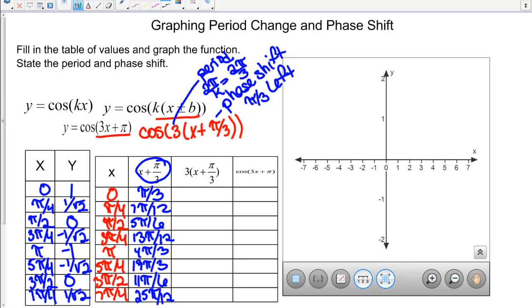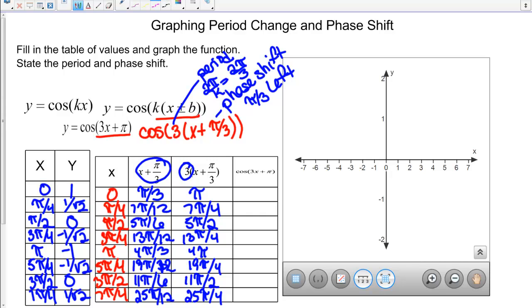So when we add pi over 3 to each of these numbers, we get pi over 3, 7 pi over 12, 5 pi over 6, 13 pi over 12, 4 pi over 3, 19 pi over 12, 11 pi over 6, and 25 pi over 12. Now we want to multiply that second column by 3. So once we do that, we get pi, 7 pi over 4, 5 pi over 2, 13 pi over 4, 4 pi, 19 pi over 4, 11 pi over 2, and 25 pi over 4.